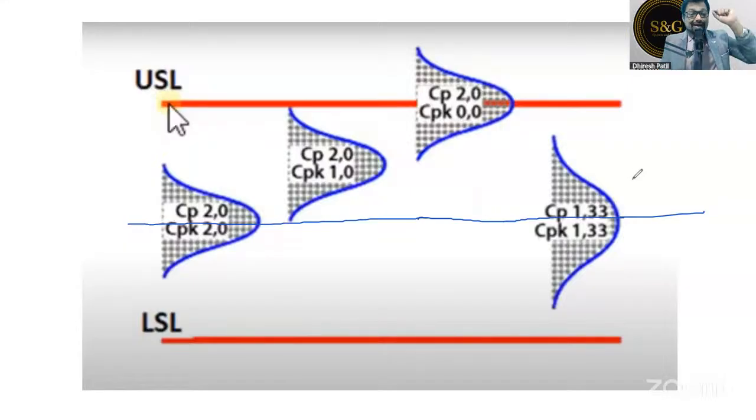make a note of this. Whenever the process is exactly in the center, CP is equal to CPK. Write this down. Whenever the process is exactly in the center, when your mean, your average X bar, is hitting the target, your CP equals your CPK. Okay. Have you understood this statement? Whenever the process is in the center, your CP equals your CPK.